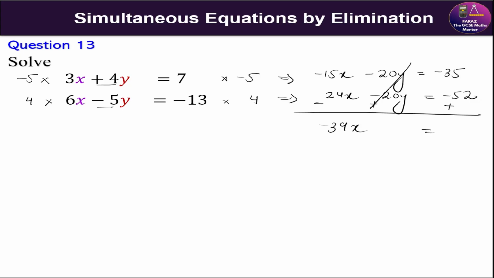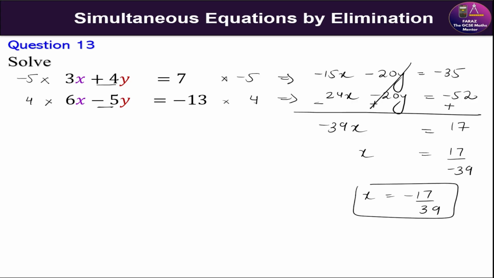X equals, this one is negative 35 plus 52. So negative 35 plus 52, that is 17. And therefore we have x equals 17 over negative 39, or x equals minus 17 over 39. That is the answer for x.